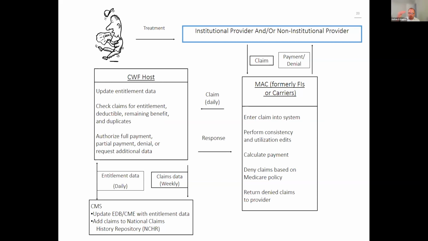And the MAC is then going to do all those things that we mentioned: enter the claim into the system, consistency and utilization checks, etc. They might deny it initially. If not, and they've processed it, they take that over to the CWF host site. And the CWF host site will obviously return some information and authorization to the MAC for processing payment and so on. But also, again, it will feed that information down into the CMS environments that we talked about. So the enrollment database or the common Medicare environment with entitlement data, as well as the National Claims History Repository.